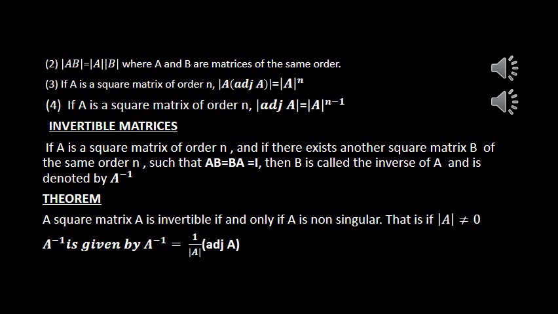See the condition: 1 by determinant. So this determinant should not be 0. That means the matrix A should be non-singular. Then only can we find the inverse. So what is the formula? A inverse is 1 by determinant A into adjoint A.